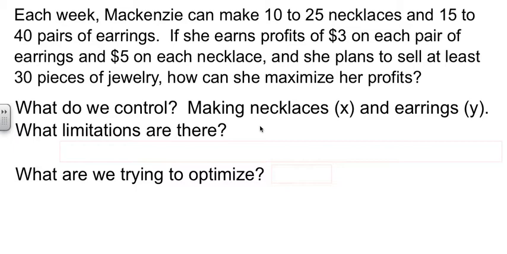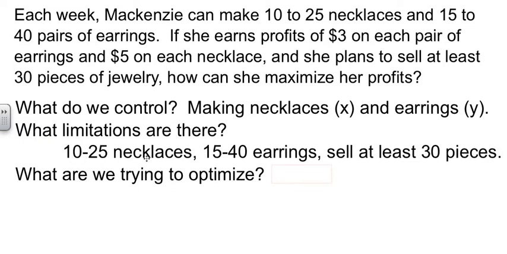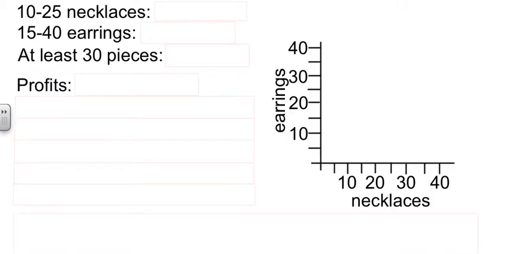What do we have limitations of? Well, we have limitations that she's going to make between 10 to 25 necklaces. So there's going to be an inequality about necklaces. We can make 15 to 40 earrings. So that will be a limitation. And selling at least 30 pieces is also a limitation. What are we trying to optimize? We're trying to make the maximum profit. So profit is where our function comes from. Now, fortunately for you, you have your note sheet in front of you, so you'll have this page to work from. Me, I've got to turn to the next page where I have room to work.